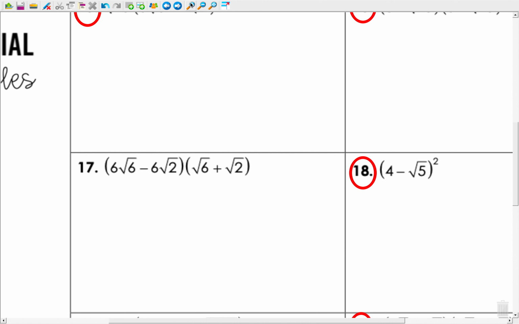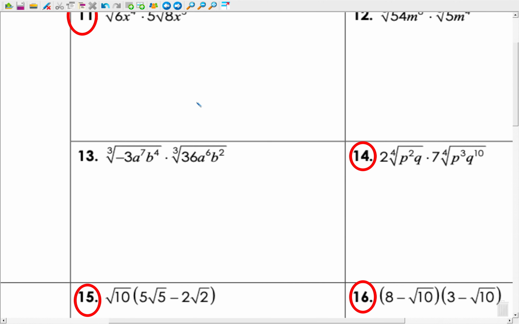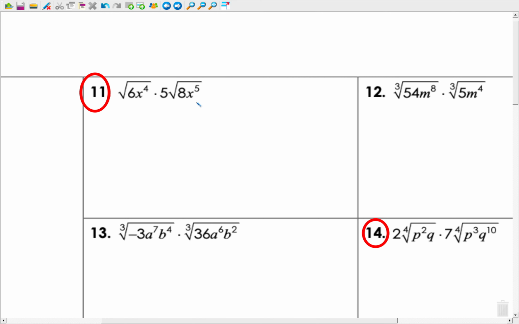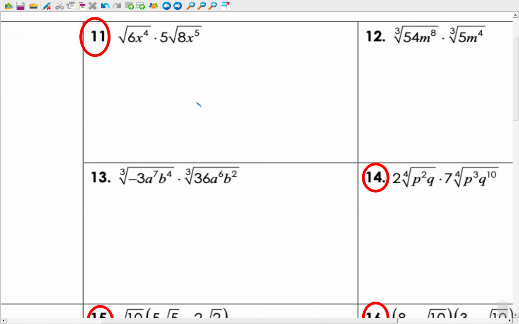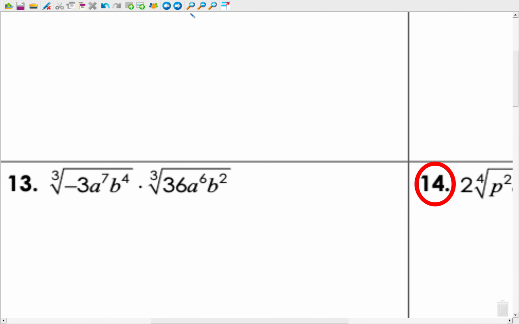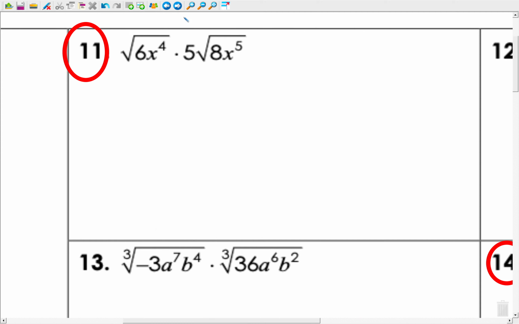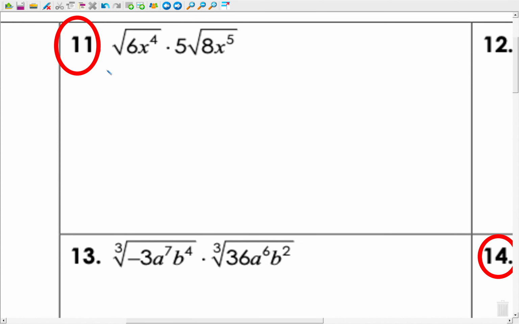Got quite a few problems to look at here, so let's get started with some variables at the top. Number 11. Number 11 gives us coefficients again, but then we also have a radicand with variables. So let me take this nice and slow for you.